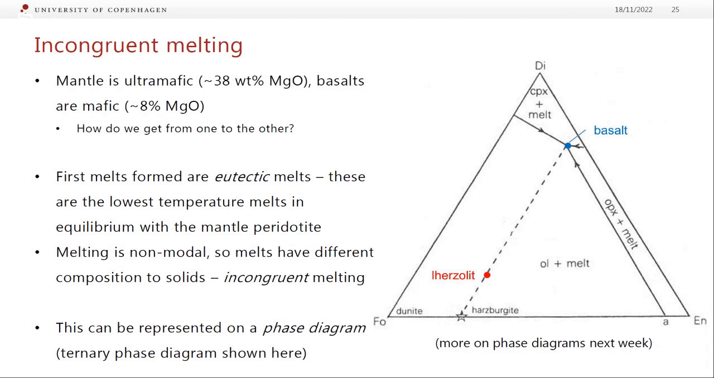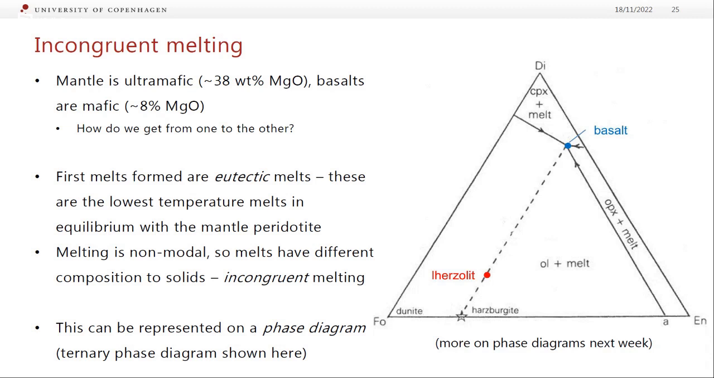So this is the lowest temperature melt that you can make that is in equilibrium with mantle peridotite. So thinking back to the adiabatic decompression diagram, we've just crossed the solidus, just started to melt. So this is a phase diagram. We'll do more about phase diagrams next week. But have you seen phase diagrams before?